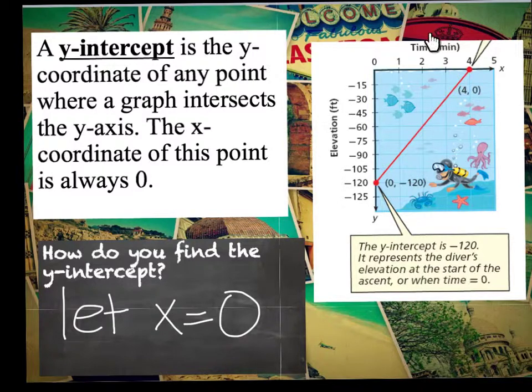And here we have that same graph, and up here we knew that this was the x-intercept. And since this is the y-axis, this point is the y-intercept. And for the situation with the diver, the y-intercept is negative 120. It represents the diver's elevation at the start of the ascent, or when time equals 0. So when it's at the bottom, and this shows the distance and the amount of time it takes to rise to the very top.